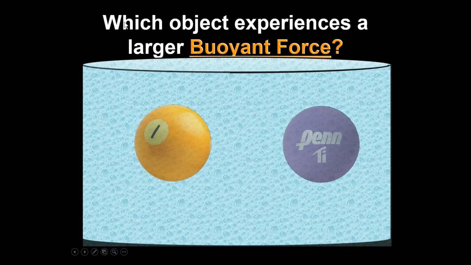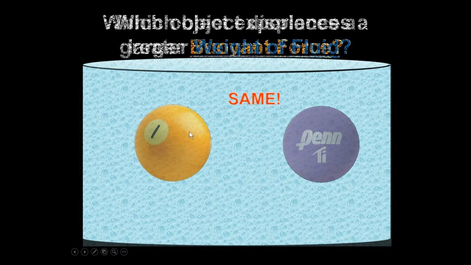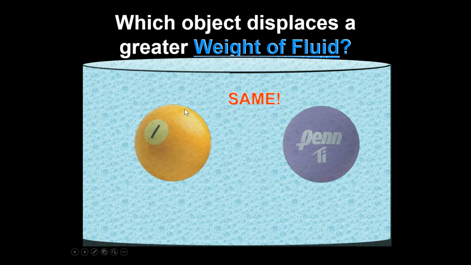All right. And if these two objects are submerged, which one has a larger buoyant force? Well, it's going to be the same right now. Because they have the same volume, they're displacing the same volume of water, and that volume of water for each of them would weigh the same. Okay, so they have the same buoyant force, but that's not the only force acting on these two objects.